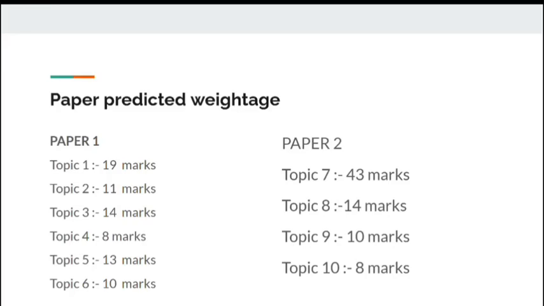For paper 2, topic 7 is the monster at 43 marks. If you fail this, you fail the paper. Topic 8 is predicted at 14 marks, topic 9 at 10 marks, and topic 10 at 8 marks.